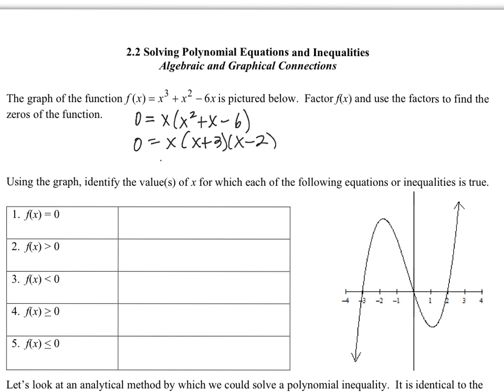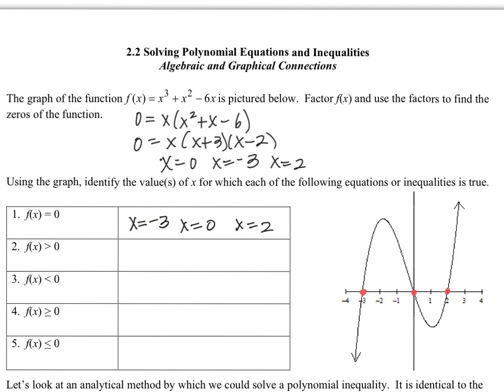So as far as our zeros go, our zeros are x is 0, x is negative 3, and x is 2, which we can clearly see on our graph because negative 3 right here is a 0, 0, and 2. So that matches what we did algebraically. Now we're going to look at the graph and confirm all these different parts. So f of x is equal to 0 at the values of x equal to negative 3, x equal to 0, and x equal to 2. Basically what we just found.